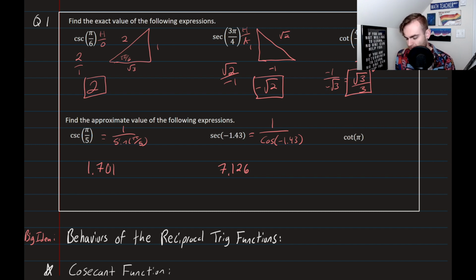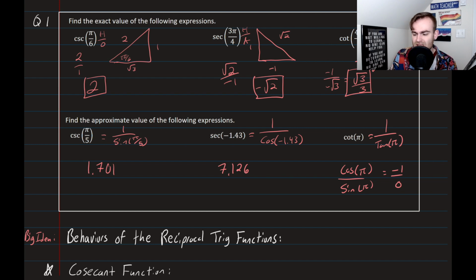What about cotangent of pi? Well, hypothetically this is equivalent to 1 over the tangent of pi, 1 divided by the tangent of pi, and I get divided by 0. Why do I get divided by 0? Well, remember that we can define this as cosine over sine. So what is cosine at pi? It's negative 1. Sine at pi, though, is 0, and that's where we get that divide by 0. So this does not exist, or is undefined. Either way you want to describe it is perfectly fine.